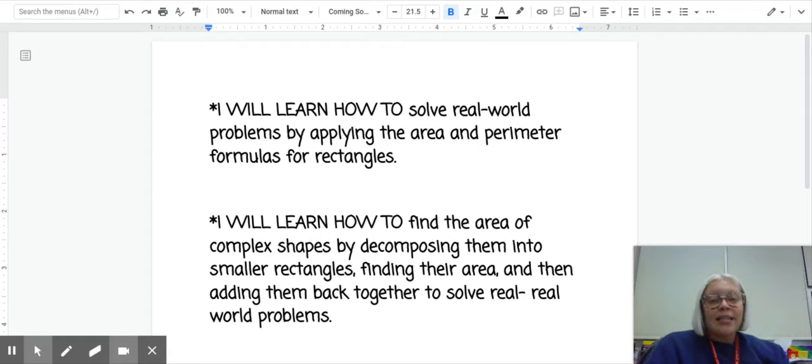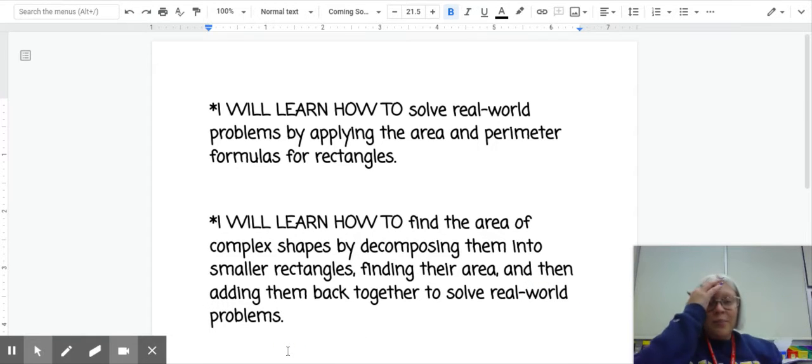And that's kind of where our second I can statement comes in. And I'm going to read it and then I'll explain a little bit about what it means. So it says, I will learn how to find the area of complex shapes by decomposing them into smaller rectangles, finding their area, and then adding them back together to solve real world problems.